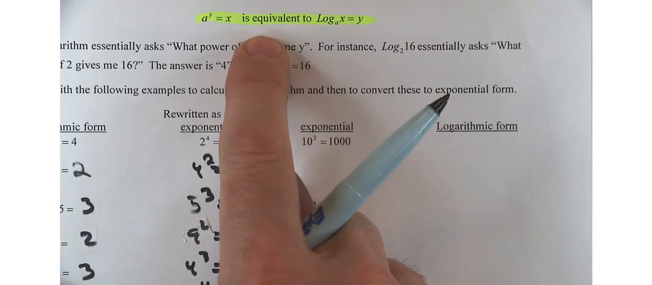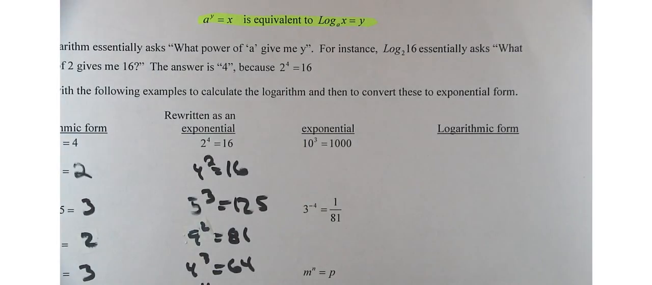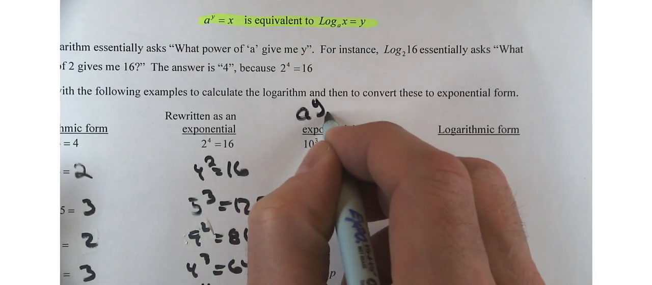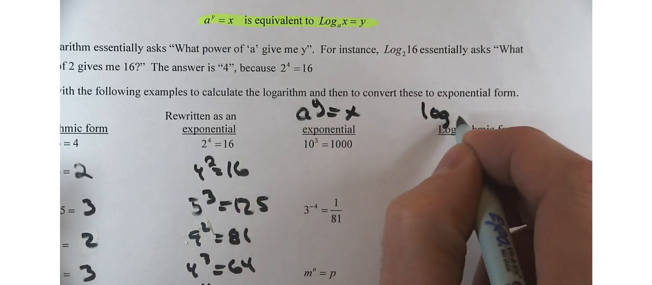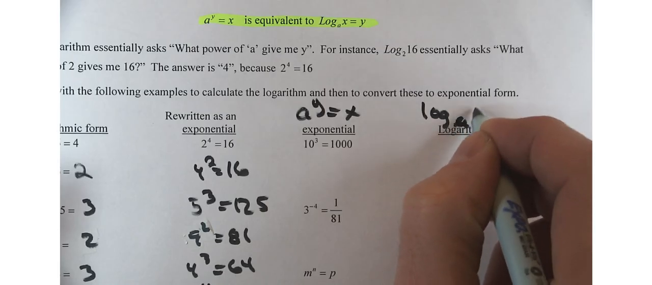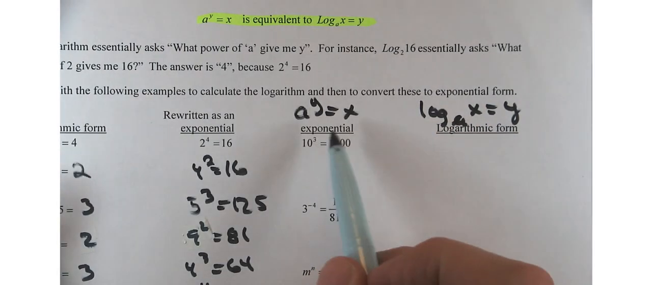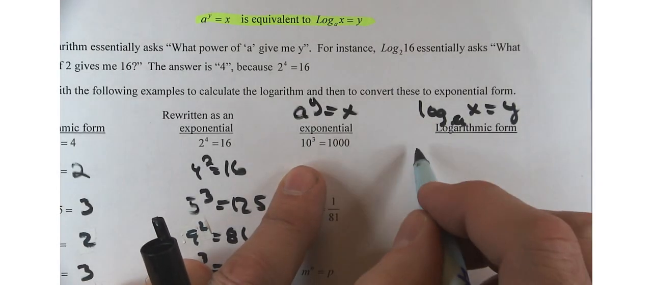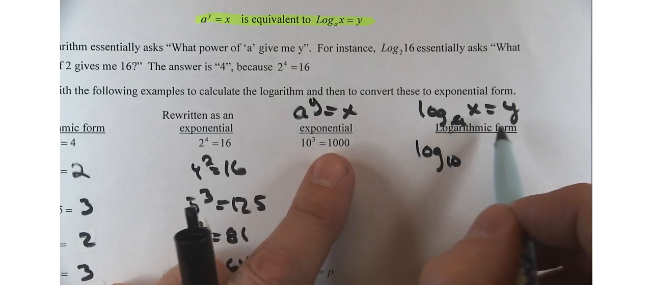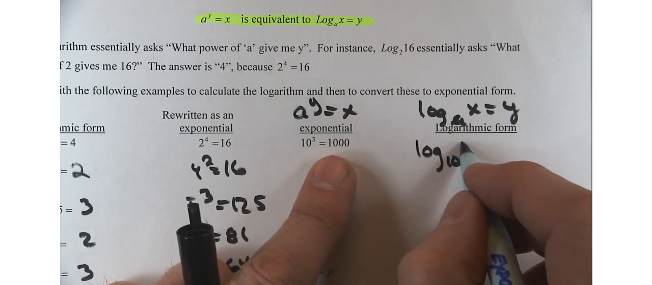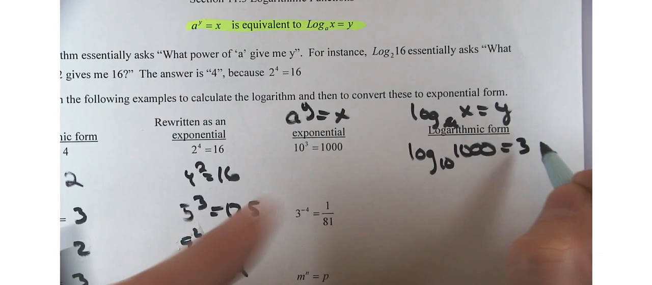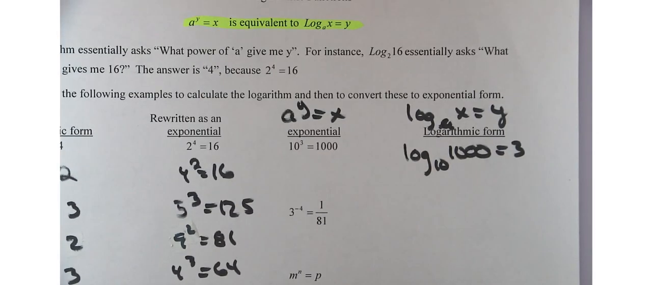Now, if you've got this written at the top of your test paper or final exam, whatever, you can always refer back to it and rewrite things like this. A to the y equals x is the same thing as log base a of x equals y. So all we have to do is kind of label these things and rewrite them. So the base is 10, so it's going to be log base 10 of this number, so that's of 1,000, that's my x, equals the exponent, which is 3. So log base 10 of 1,000 equals 3.